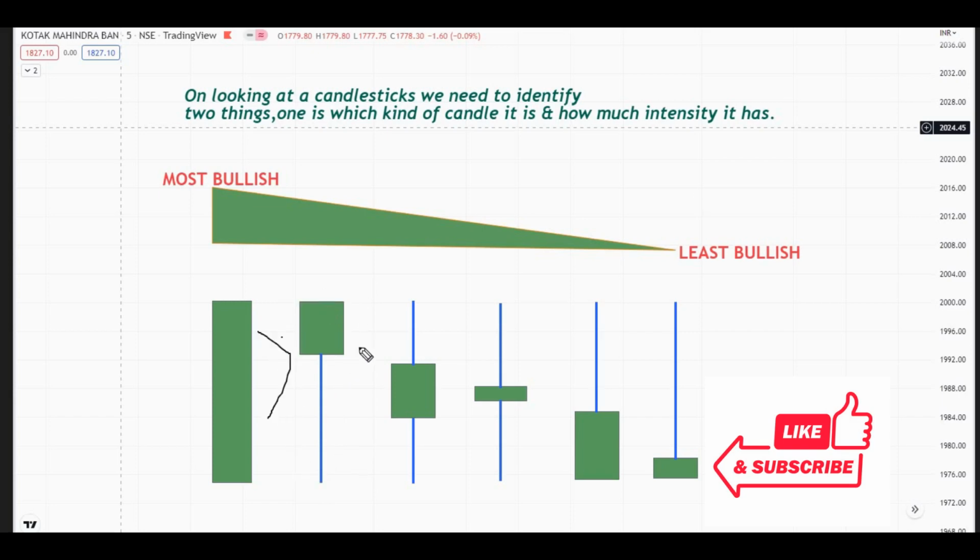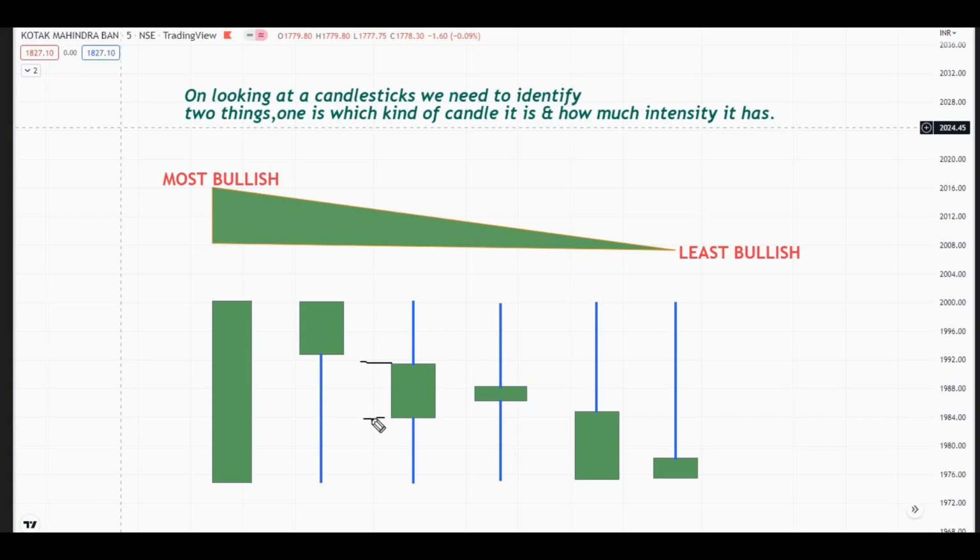Okay. So the next one is, see, type of a neutral candle, but it is also a bullish candle because the closing price is higher than the opening price. That is why this is also a bullish candle, but it is less bullish than this candle because the closing price is not around the high of the day and it is around the middle of the range of the whole day.